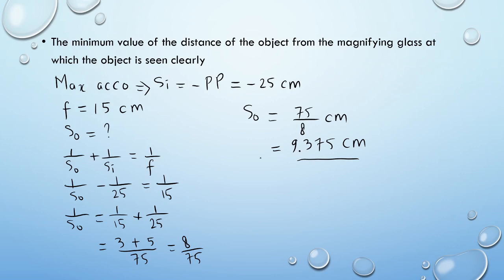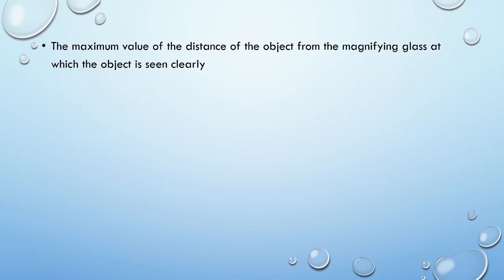Now, let's continue with the maximum value. The maximum value of the distance of the object from the magnifying glass at which the object is seen clearly gives us the condition that the person is observing without accommodation.